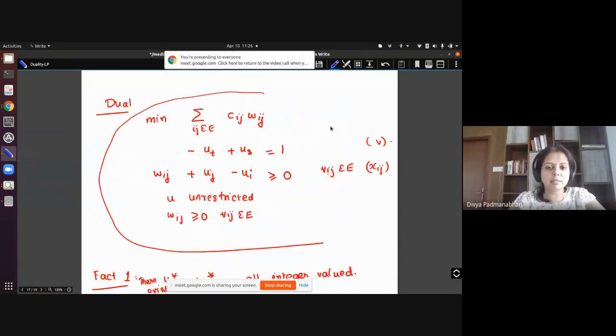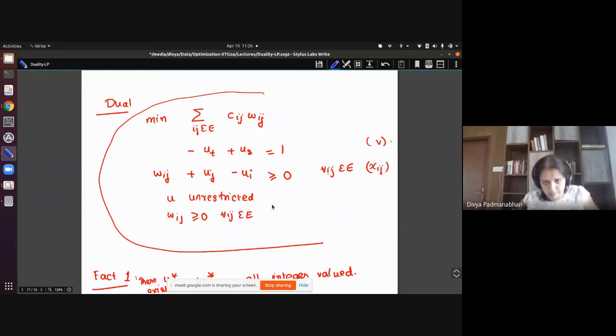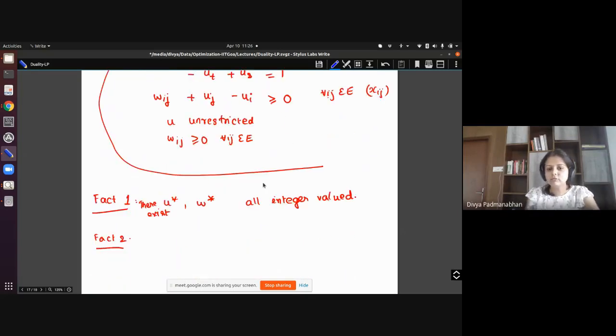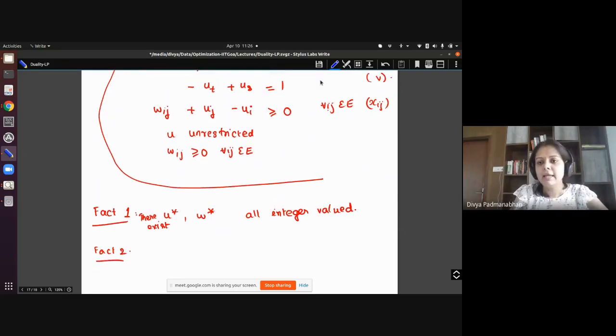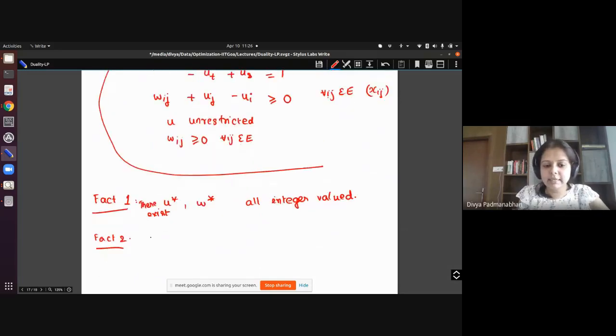So now let's come back to here. The claim is that this problem that we've written as the dual is going to solve the min cut problem. The first fact is that you can focus on the integer valued solutions because the optimum is going to be integer valued. Now one fact I'm going to tell you is that you take any cut set.